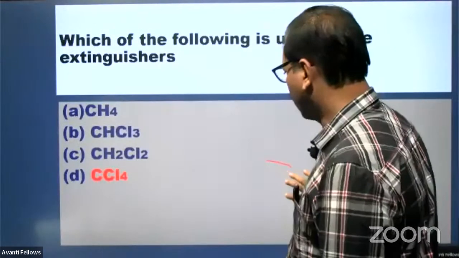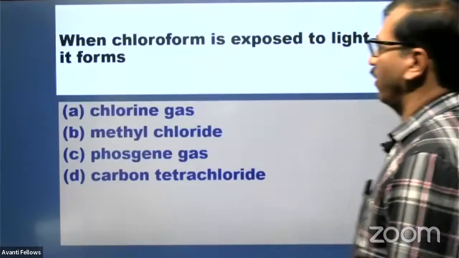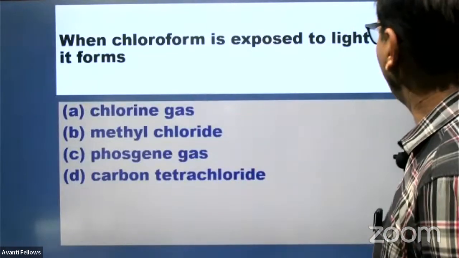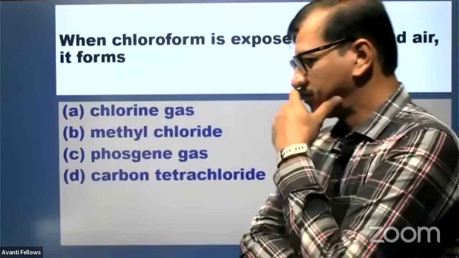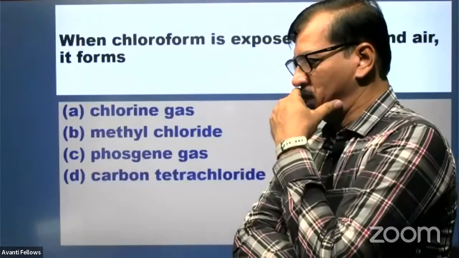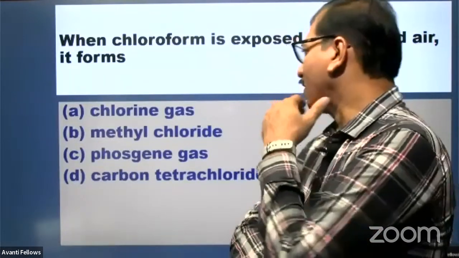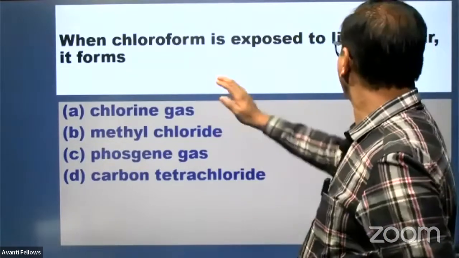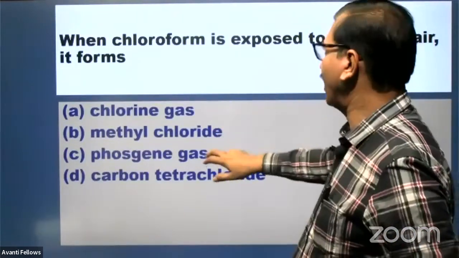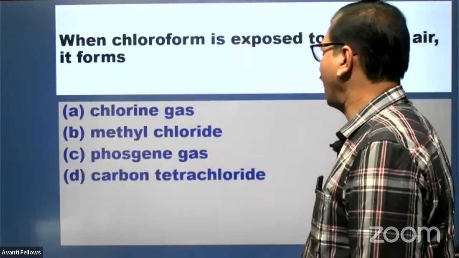Right. Correct. Good. When chloroform is exposed to light and air, it forms... Option C. Chloroform exposed to air gives phosgene. Chlorine gas is not poisonous, right? It is a poisonous gas. Phosgene is a poisonous gas.